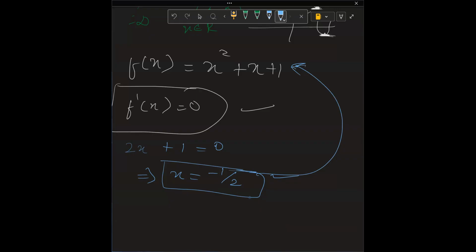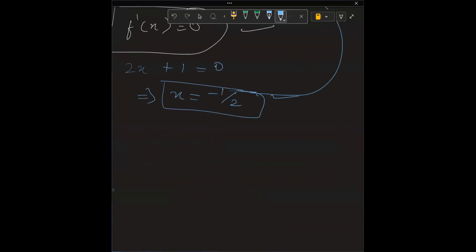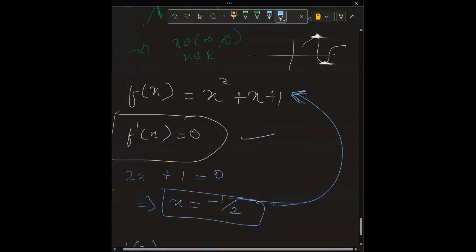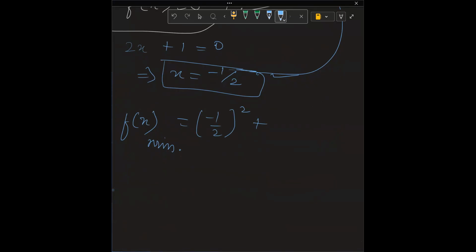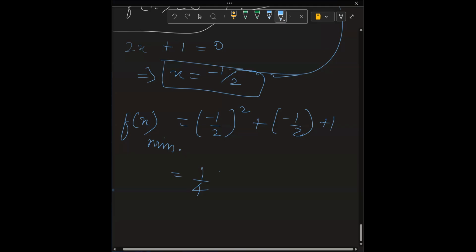Directly put this in the original equation and let's see what we are getting. So your f(x) minimum, I'm writing in short, f(x) min is x squared plus x plus 1. Putting x equals minus half: half squared, that is 1 upon 4, minus half, plus 1. So this is going to be 3/4. So your correct answer for this question is 3/4.